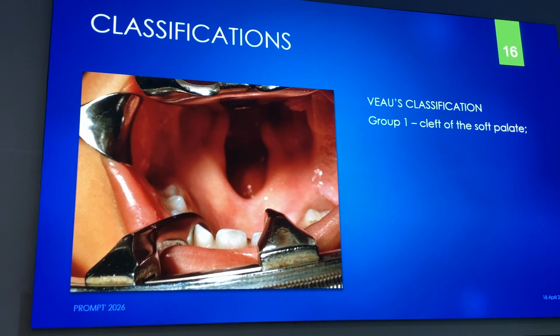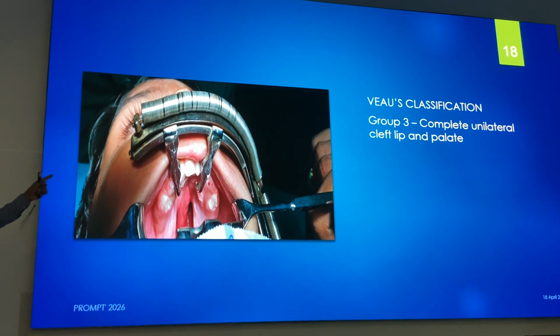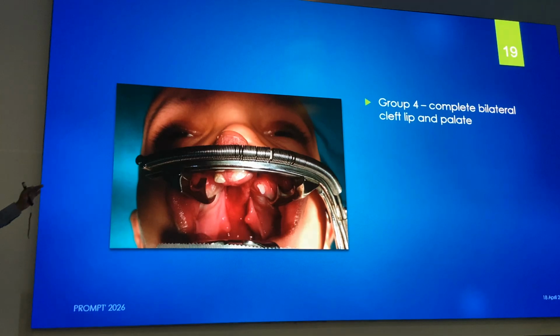So for that, we have the Mohs classification. Very simple classification. Group 1, cleft of the soft palate. Group 2, cleft of the hard and soft palate up to the incisive foramen. Group 3, complete unilateral cleft lip and palate. And group 4, complete bilateral cleft lip and palate. This does not give you the complete picture, nor the many variations you can see. But for general purposes, especially if you are dealing with cleft palate, this is the easiest classification you can verbally use to communicate.